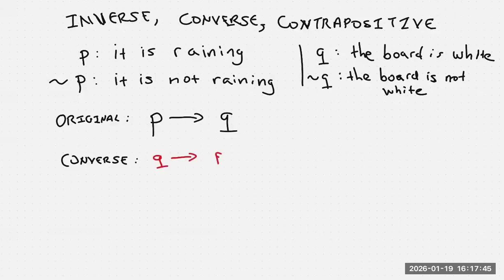So converse is similar to the word reverse. Instead of going from P to Q, you're going from Q to P. So converse and reverse, you can just think of those two as similar things. So converse is like the reverse of the original statement. Now the one that normally gives trouble because people confuse them is inverse.